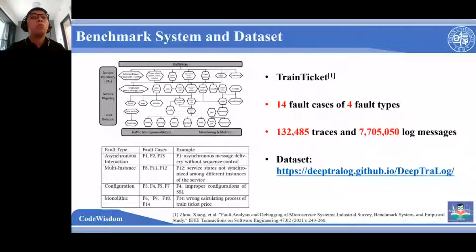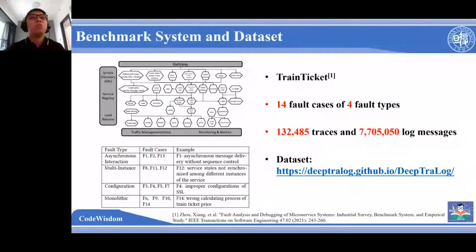And to evaluate DeepTraLog, we use the benchmark system TrainTicket. It is a medium-scale open-source microservice system and has been widely used. And we use fault injection to produce anomalous traces. As shown in the table, our dataset contains 14 fault cases of 4 fault types, and each fault case may include multiple fault instances in different services. And we have open sourced our dataset on GitHub. You can find it on this website.